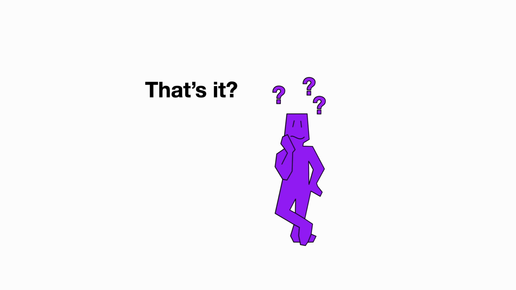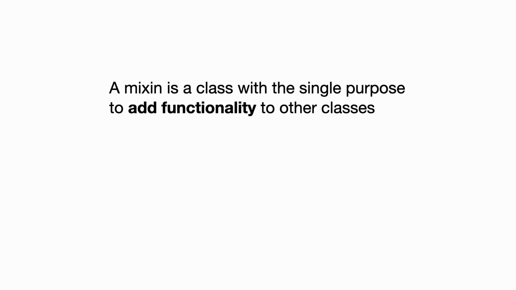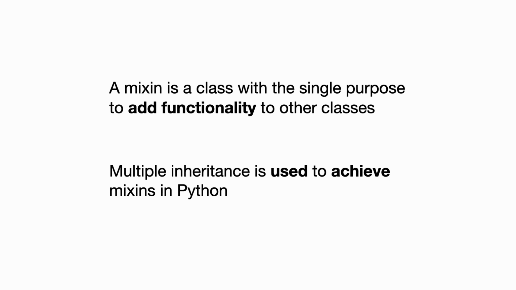If that is a mixin, then what is the difference between mixins and multiple inheritance? And the answer is, a mixin is a class with the single purpose to add functionality to other classes. Multiple inheritance is used to achieve mixins in Python.